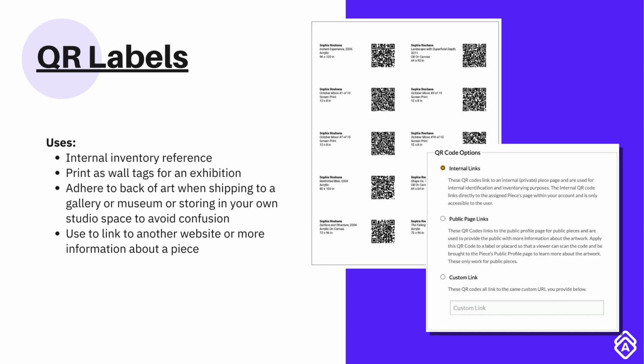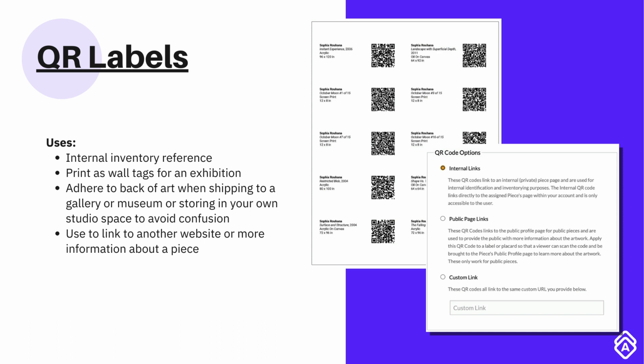Let's keep going. QR labels. Now, this is something that we all got very accustomed to during the pandemic, scanning a QR code for more information. And for the Professional and Master accounts, you can create artwork labels with QR codes right from within your account. Something to keep in mind when generating these is that there are 3 main QR code options for what happens when someone scans the QR code.